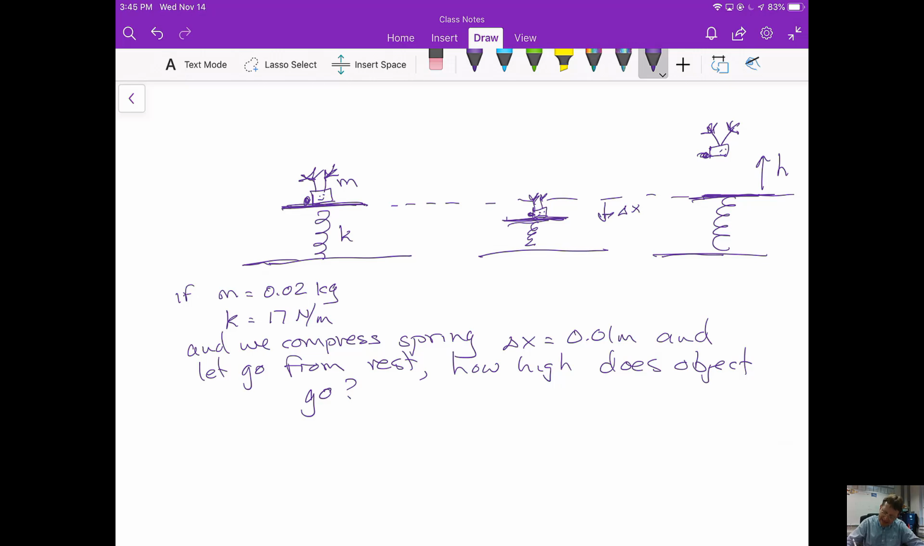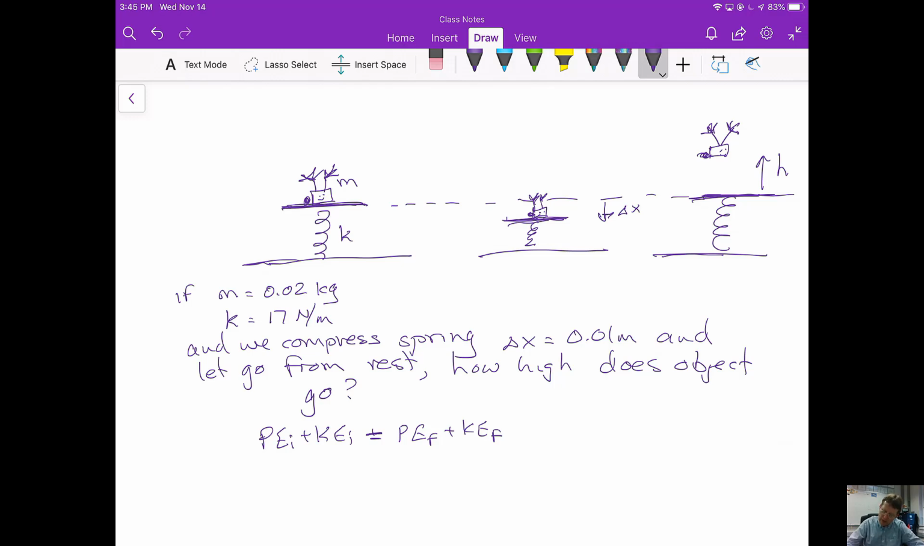And in this case, we are going to ignore friction unless you're otherwise told. You're going to ignore air resistance, so mechanical energy is conserved. PE initial plus KE initial equals PE final plus KE final. So we just need to pick our initial position, pick our final position, and write this out.